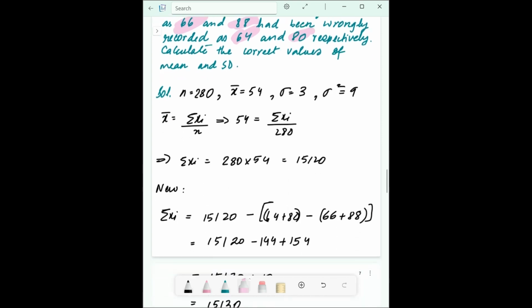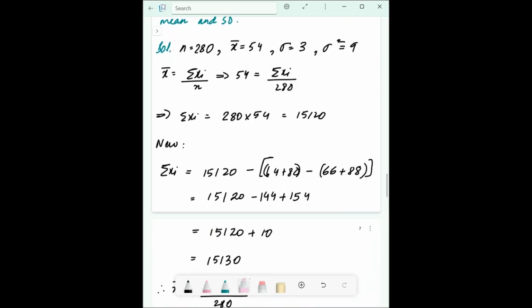This is more or less like the previous question. You need to write the findings first. n is 280, x bar, which is the mean, 54, sigma is 3, sigma square will be 9, and therefore we first find the mean. So first you find the summation xi.